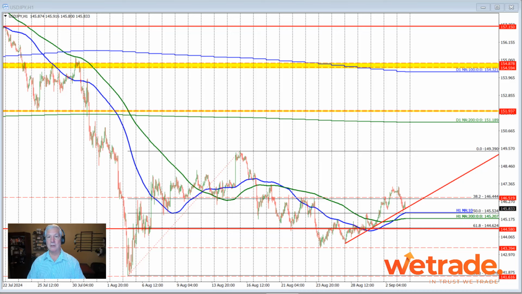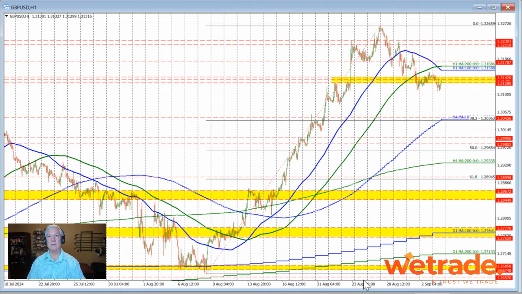Finally, let's take a look at the sterling versus US dollar. Again, we'll focus on the hourly chart. What we saw in trading last week was a rotation to the downside. In trading yesterday, we saw up and down price action with a little bias to the upside. Today, we're seeing up and down price action with a little bias to the downside.